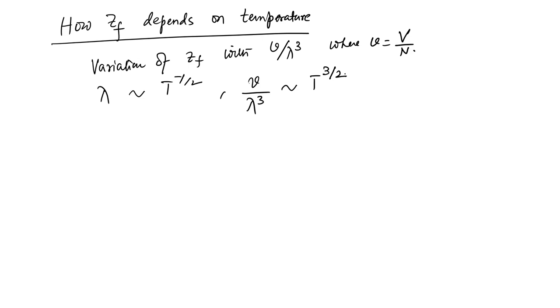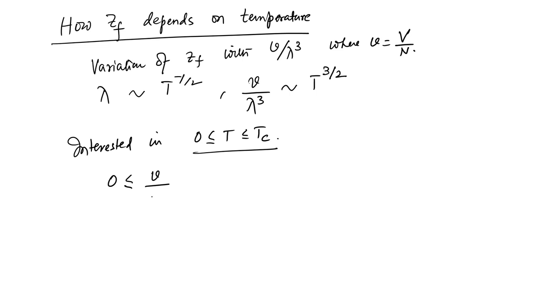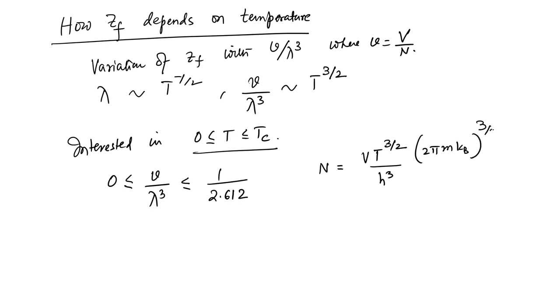So now the temperature dependence of the fugacity will come through this v by lambda cube. We are interested in the region 0 less than t less than Tc, and in this region, 0 is less than or equal to v by lambda cube is less than or equal to 2.612, that number, which is that zeta function. And remember this, n is equal to v t to the power 3 by 2 divided by h cube and 2 pi m k whole to the power 3 by 2, and so on and so forth.